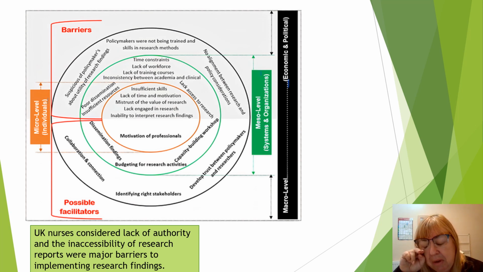Who do they have to go through? How simple is it? If it takes them 3 weeks to get an agreement to make a change, they might have moved on to something else by then. So those are some of the barriers that have been identified about using and implementing research into your day-to-day practice.